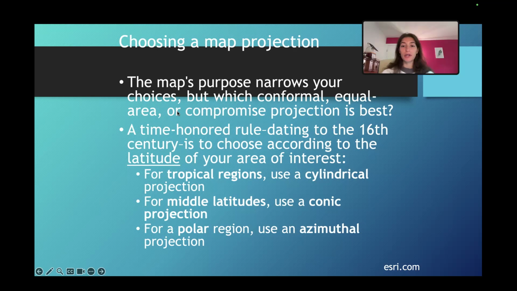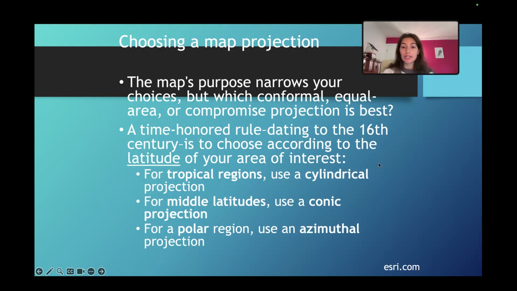A map's purpose narrows choices, but you still need to make a decision, right? There is a time-honored rule dating back to the 16th century to choose according to the latitude of your area of interest. If you're looking at a polar region, you're probably going to want to use azimuthal. If you're looking at a middle latitude, you're going to want to use conic. And if you're looking at a tropical region, you're probably going to want to use cylindrical. This is a rule of thumb, but it's not something that you have to follow.